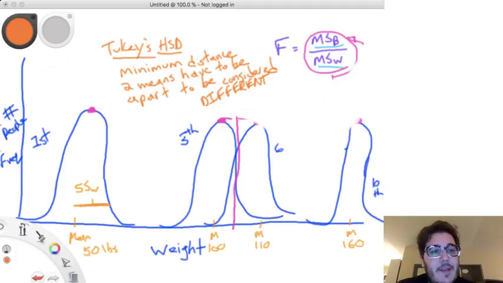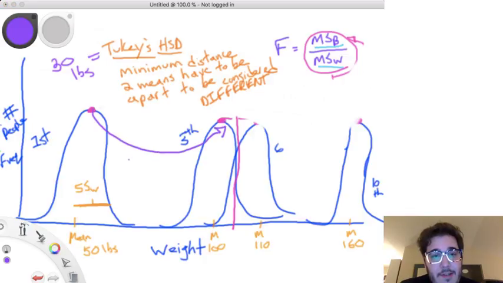So in this example, let's say we calculate a Tukey's HSD of 30, and that's in pounds, lbs. So what that says is that your level means have to be at least 30 pounds apart for you to say that there's a difference in weight as you change levels. So here, we go from 50 to 100, the difference is 50 pounds. The minimum that I need to pass is 30 pounds.